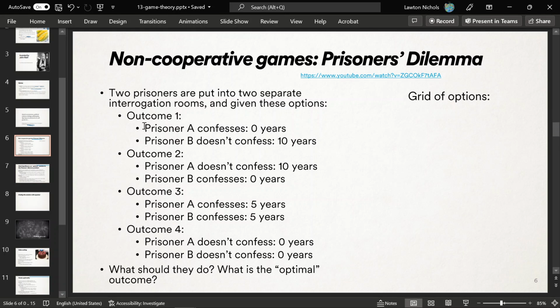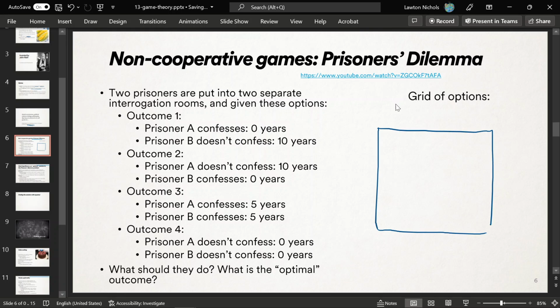So these are the options. You can either confess to the crime or not confess to the crime, right? And so that means there are 4 possible outcomes based on what prisoner A does and prisoner B does. Okay, so let's make that grid of options.